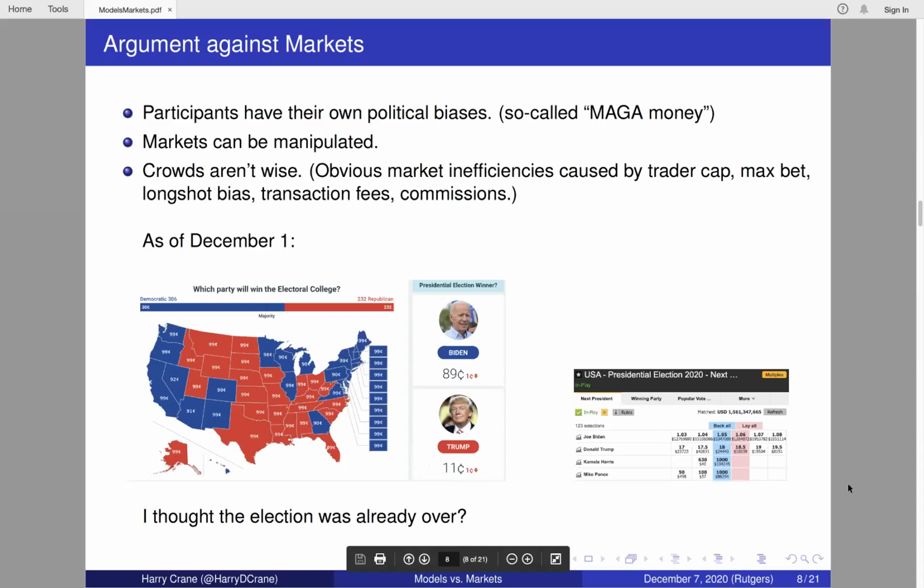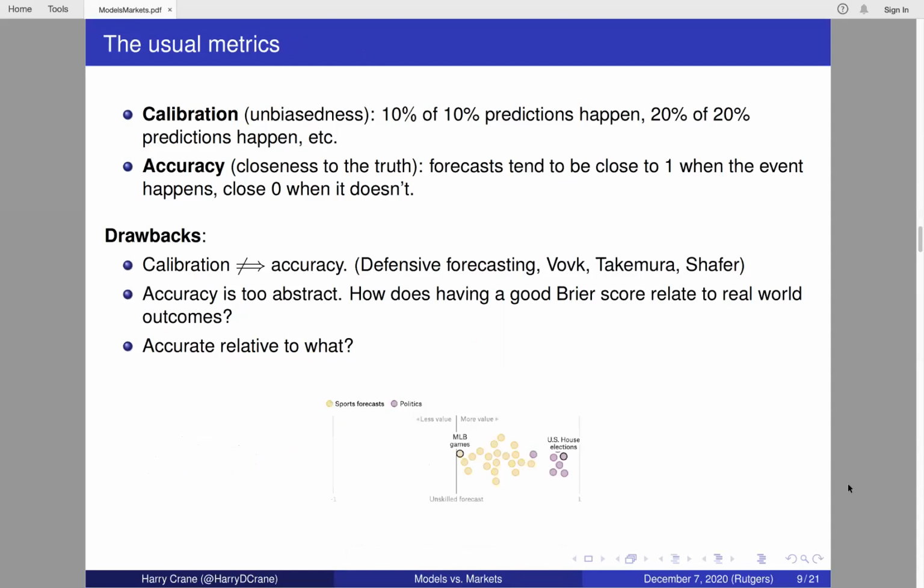Okay, so those are the two sides of the story. Those are the opinions. What we did is look at how they actually did. The election's actually over, and we can look at, on a state-by-state basis, how the prediction markets did versus how the forecasters did.